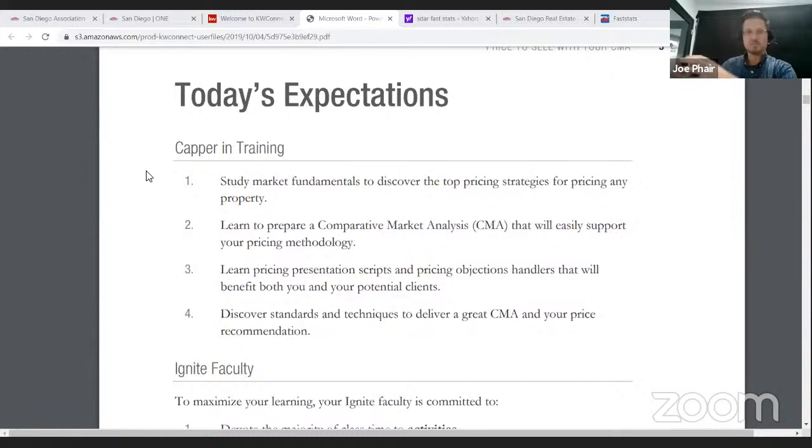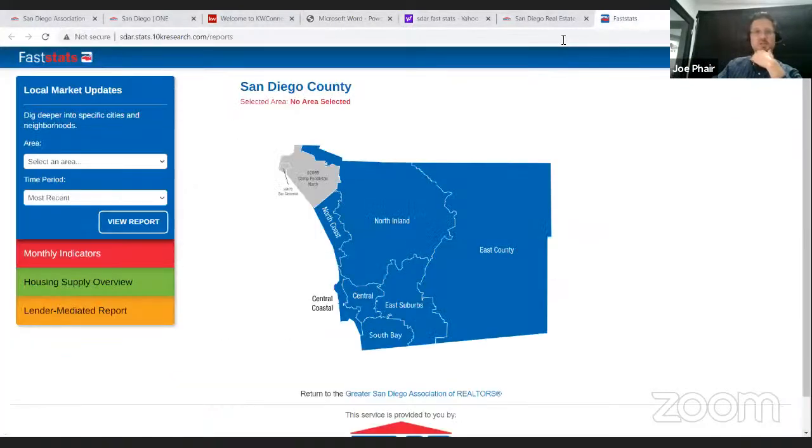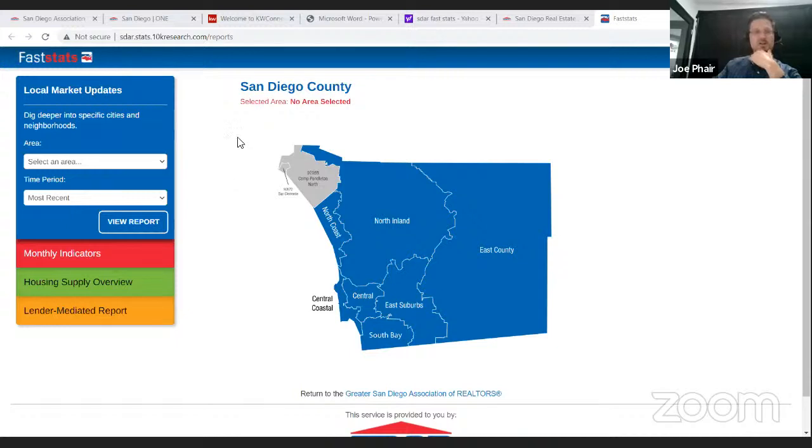So the first thing, let's just cruise down here. You need to have a general understanding of what we're doing. Are you guys seeing this shot now? The fast stats, is that coming up? Yes. Okay, so the first place you want to go to get a sense of what's going on in our market is SDAR fast stats. If you just Google SDAR fast stats, San Diego Association of Realtors, they keep track of all of our statistics for the county. They update this every month. And this is a good overview of what's going on.